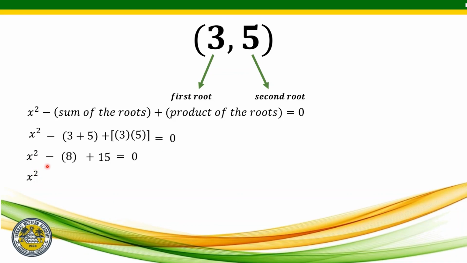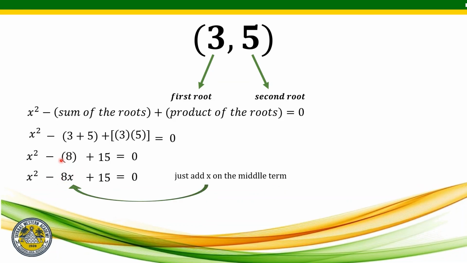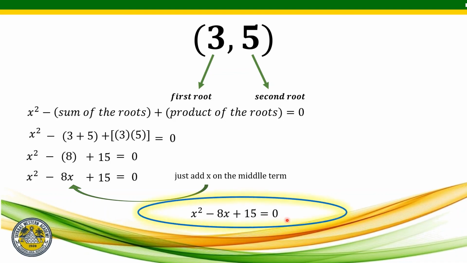X squared, negative times positive is negative 8x plus 15 equals 0. Just add x on the middle term. So our final answer is x squared minus 8x plus 15 equals 0.